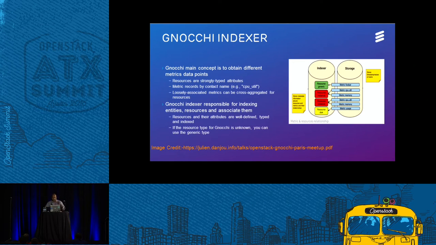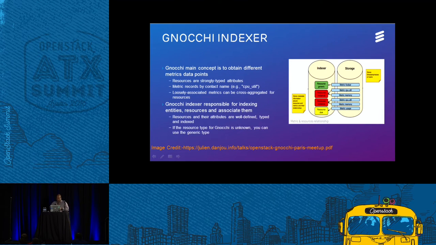Here is the difference which I was trying to show. Gnocchi indexer, right? The Gnocchi main concept is to obtain different metric data points. So resources are strongly typed with attributes, and metrics are recorded by the given name. It could be CPU util, CPU, memory, or different types of names that they traditionally support. And its loosely associated metrics can be cross-aggregated for the resources. So if you see here, there is an indexer and there is a storage.